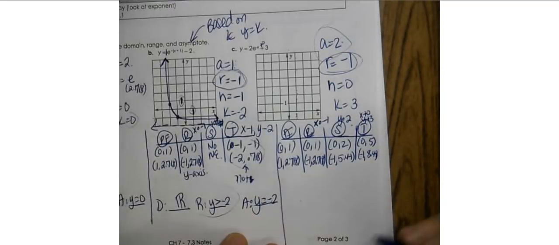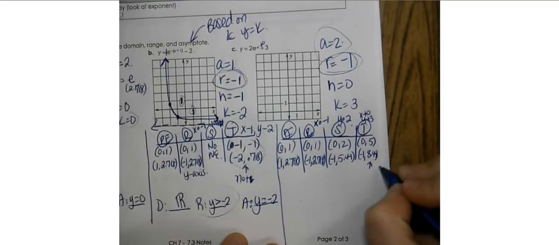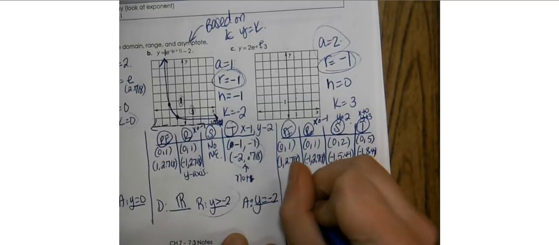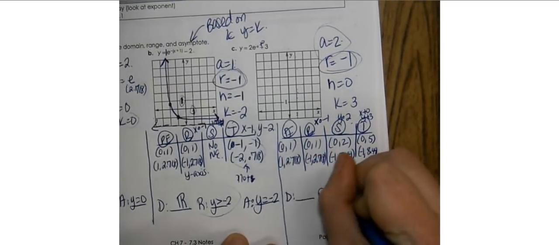All right. Before I plot these points, what I would recommend that we do is that we identify our domain, our range, and our asymptote. And like I said before, if you don't want to identify your range until you're finished graphing, that's perfectly fine. My domain is going to be all real numbers, and my asymptote is going to be y equals 3.